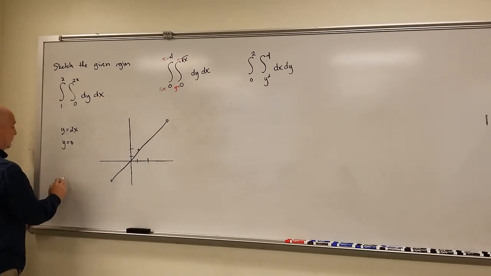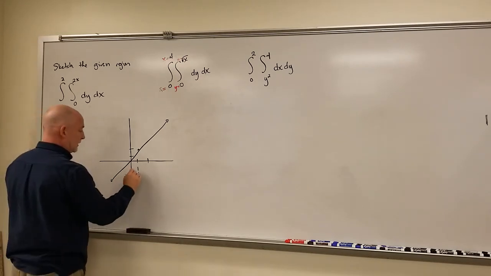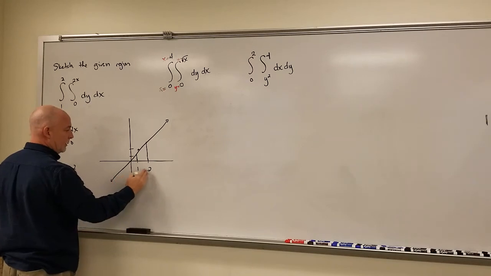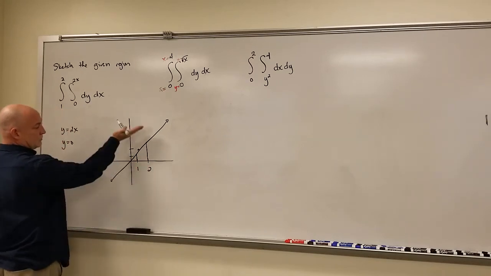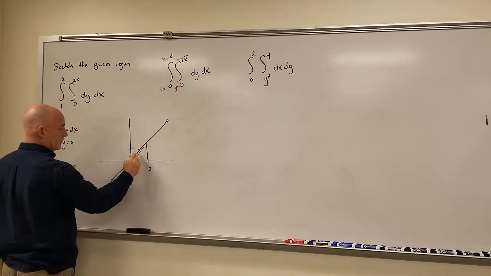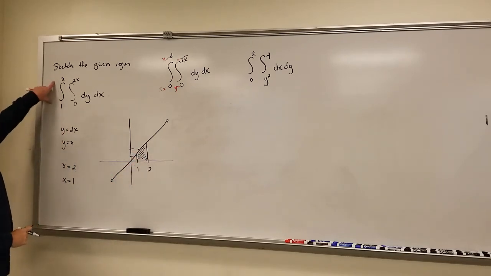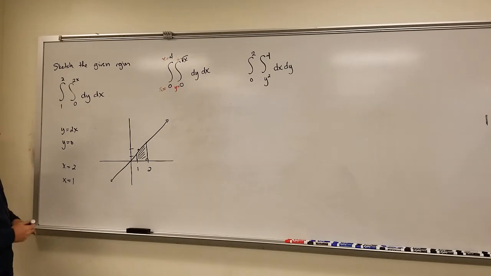Now for the x, we have x equals 1 to x equals 2. So that's x equals 1 to x equals 2. So the region that we're talking about, from here to here, between y equals 0 and y equals 2x, that right there would be the region described by this double integral.